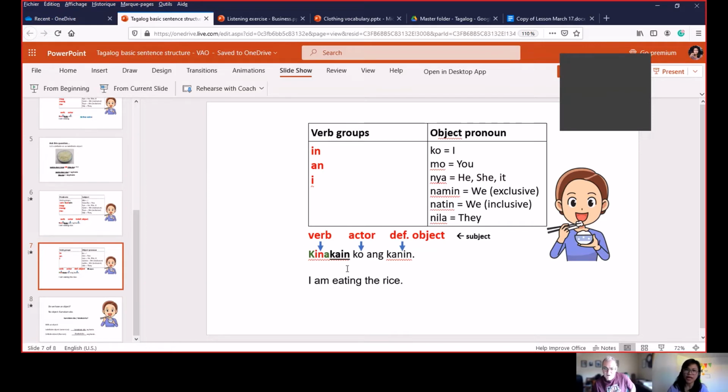Yeah. So here I underlined the root word. The root verb, kain, and anything else is really an affix, right? So kinakain, and we can break it down. But that would be for the next lesson, where I can explain it.